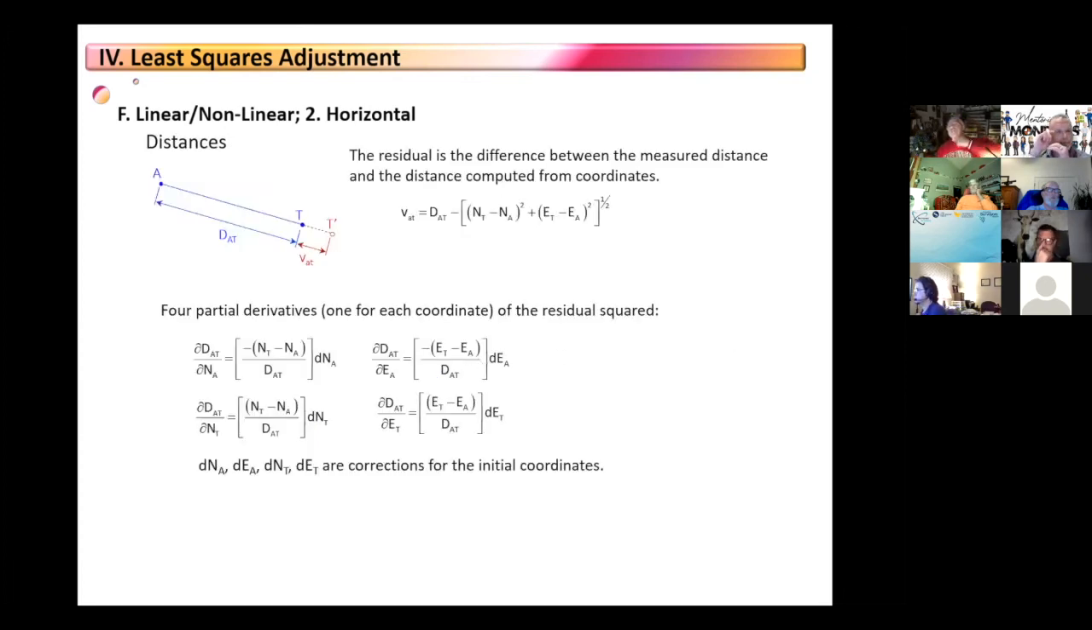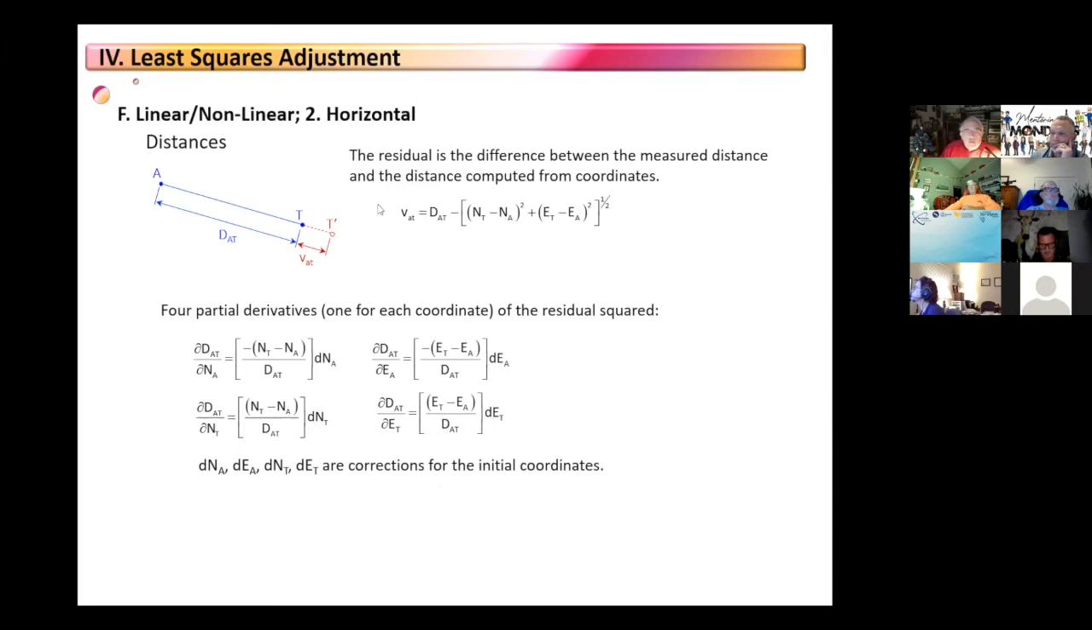So how does this come into play? How does this get a little bit more complex than our level network? Well, with our distances, when we have a distance relationship between an at point and a 2 point, we have our measured distance, that distance that we measure from A to T.